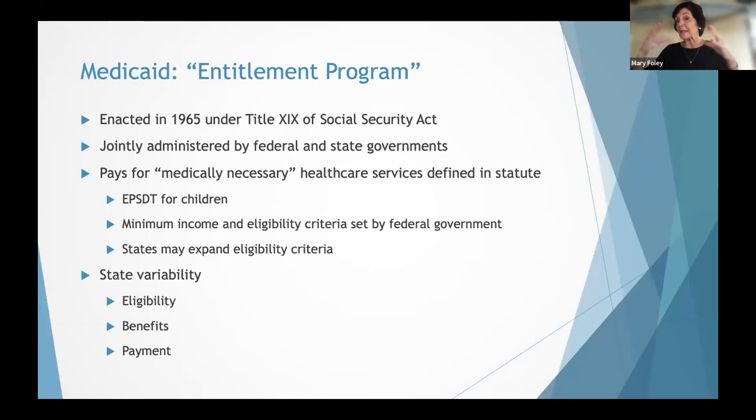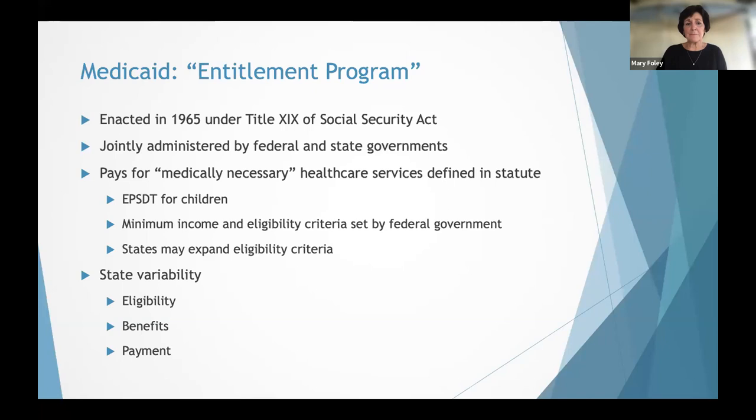Some states expand it and allow more people to be eligible for those healthcare services. So what you see, and you're going to hear me say this more than once today, what you see in one state Medicaid program is only one state Medicaid program, because there's tremendous variability in the way states administer their programs. It starts from enrollment to the types of services, to coverage of services, to reimbursement rates and medical necessity. So states vary by eligibility, benefits, and payment.